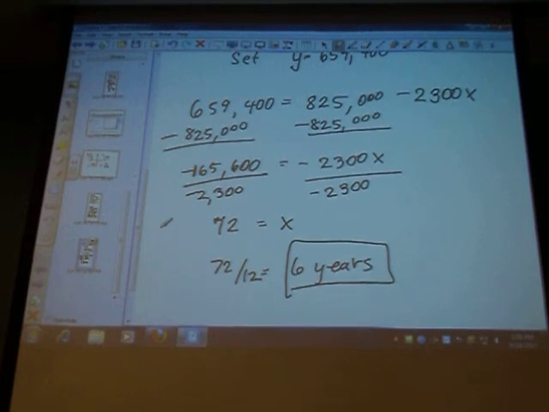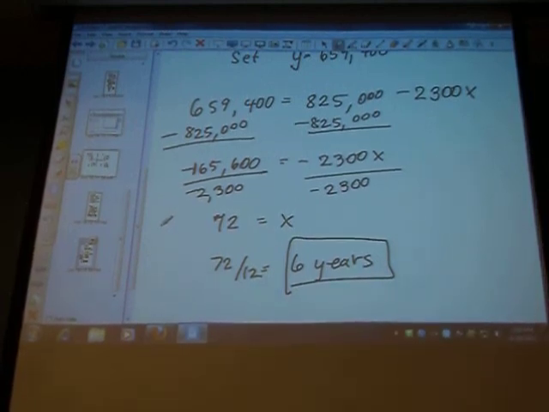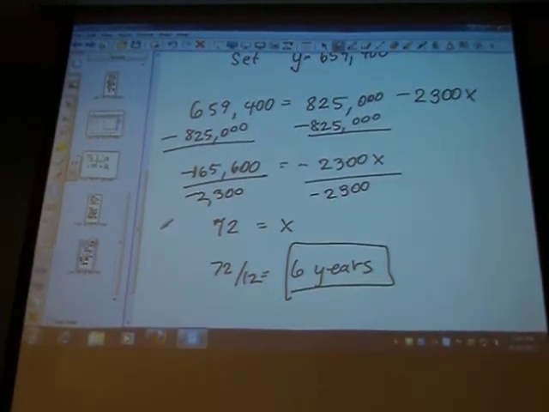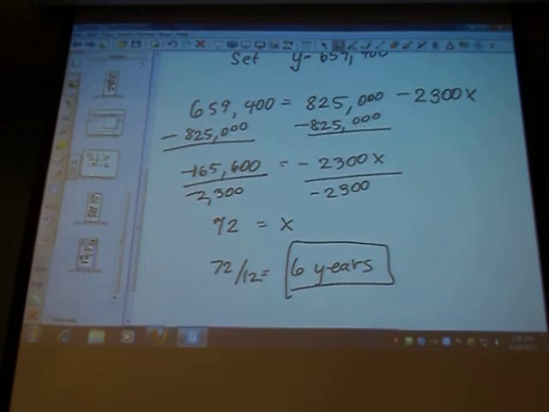Are you guys doing number 20? Yeah, guys, let's look at number 20 where they talk about marginal profit or revenue or whatnot.